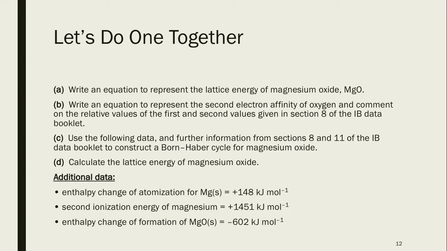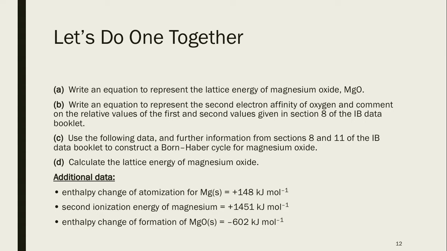So let's try and do one together. There's certain parts that we're going to do, and then we're going to put them all together to create a Born-Haber cycle. You can either write the cycle down, or you can take a screenshot of the cycle, take a picture of it, and insert it into your notes. Each one of these parts gets into one section of the Born-Haber cycle, so we're going to use it in the full cycle that we draw. And then there is some additional data given to you.